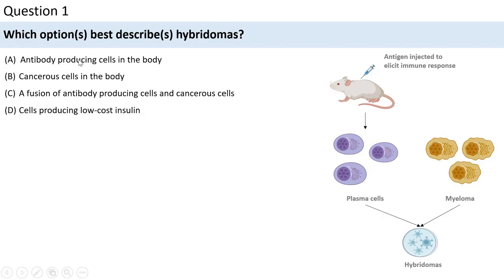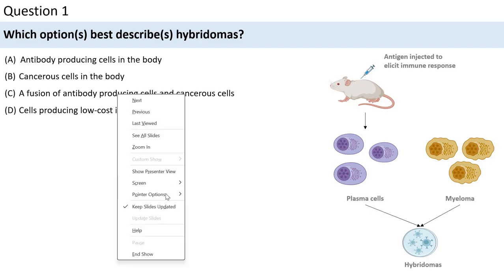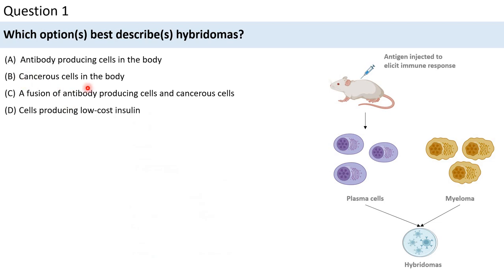Option A, antibody producing cells in the body. No, as we already told, the B cells are the antibody producing cells in the body, right? These are short-lived and are not categorized under hybridomas. Whereas option B, cancerous cells in the body, these are not going to give rise to hybridomas.